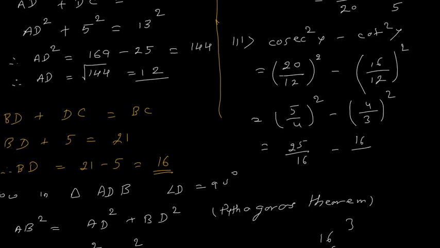I think I have made some mistake. 4 threes are 12, okay, so this is 5 upon 3, so 25 upon 9 and this is 16 upon 9. Now 25 minus 16 is 9, 9 upon 9 is 1. So the answer for cosec square y minus cot square y is 1.